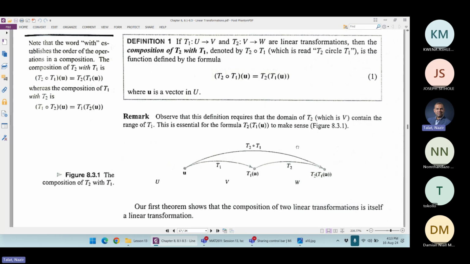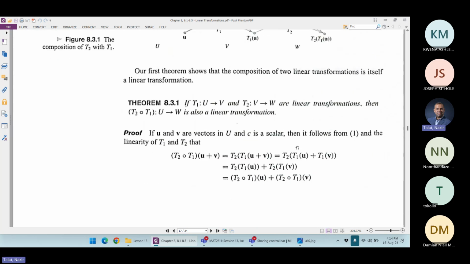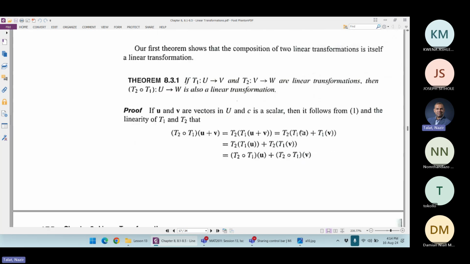So this is called the composition of a transformation, and we can extend it. If we have multiple transformations, then we can still obtain this kind of composition. But remember that compositions are not always commutative. T2 ∘ T1 is not always the same as T1 ∘ T2. So here one can see that if T1 and T2 are linear transformations, then their composition is also a linear transformation. The proof is available here.